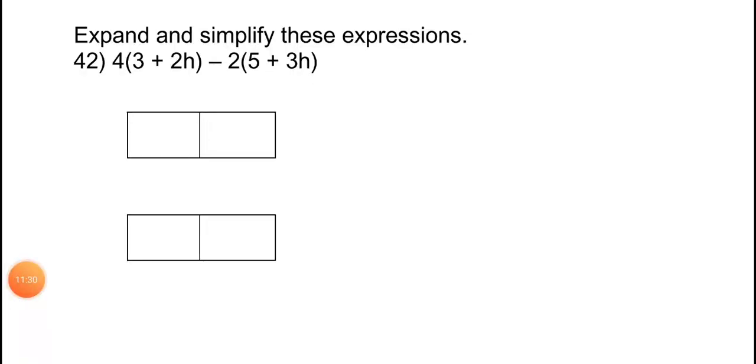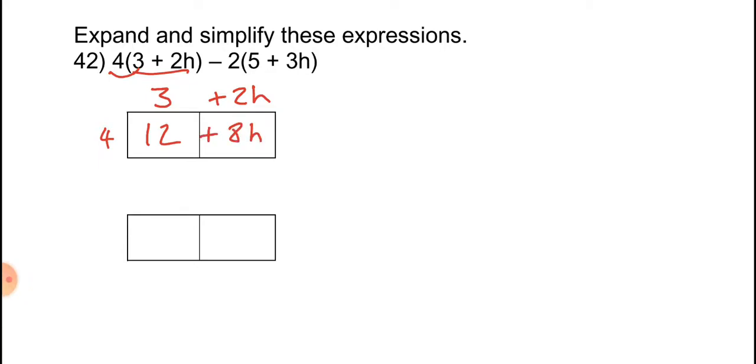There's another way we could have done this question. Okay, 4 times 3, because of the 4 we're going to put the 4 outside here, and the 3 and the plus 2h will go on the top. So the first bracket we just do it as normal. So as we've already said, 4 times 3 is 12, and 4 times 2h is 8h, and it's positive, so we're going to just write plus 8h.